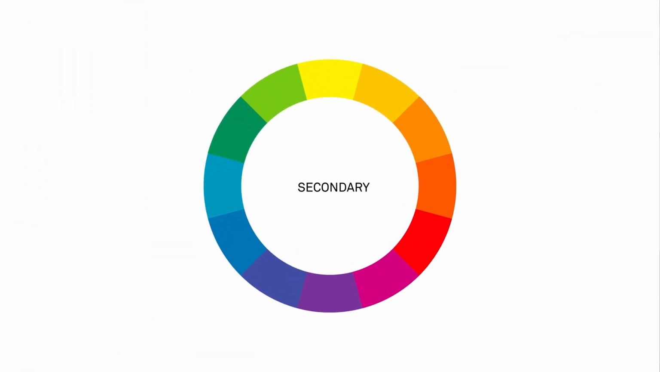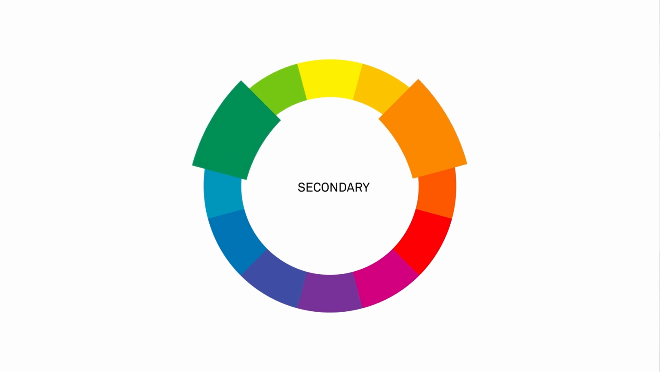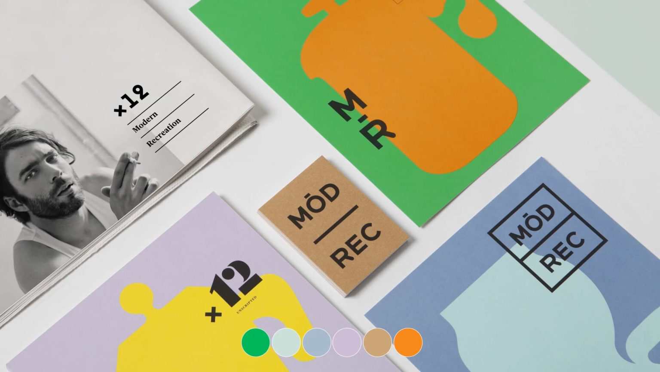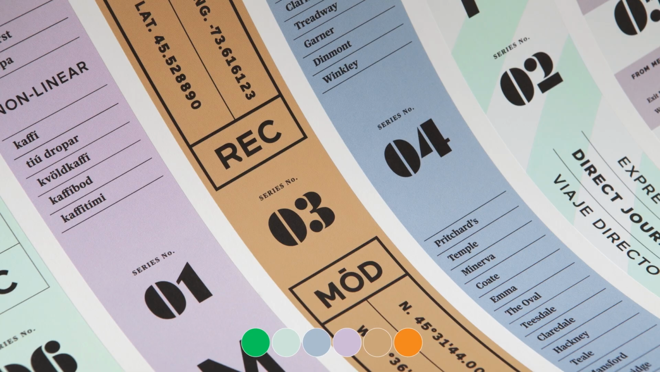Secondary colors are a result of mixing together 2 primary colors with each other in equal amounts. These are orange, green, and violet. For our client's Modrex identity, we used secondary colors to express both vibrancy and an unexpected uniqueness.